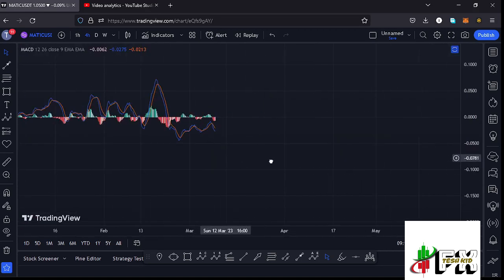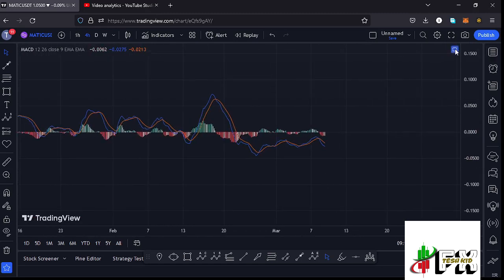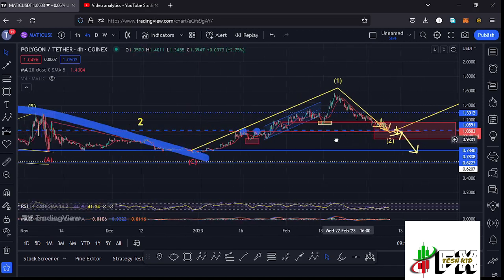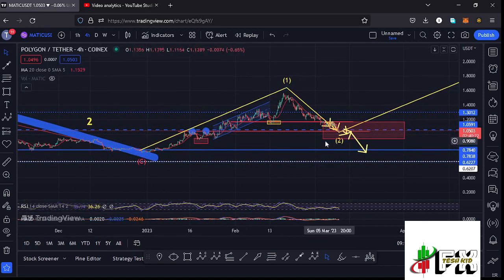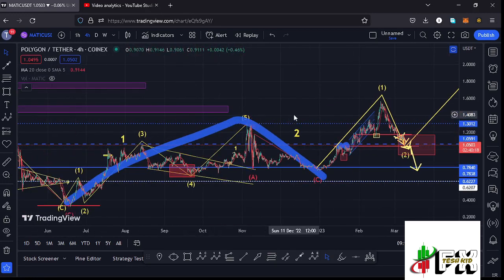Also taking a look at the MACD, we have been able to print a bearish cross, fully supporting further breakdown, and that means there are chances of getting to the area at around the fib level 0.78 here on the Polygon Matic chart. So let's be patient and see how that plays out, and I'll be keeping you updated.